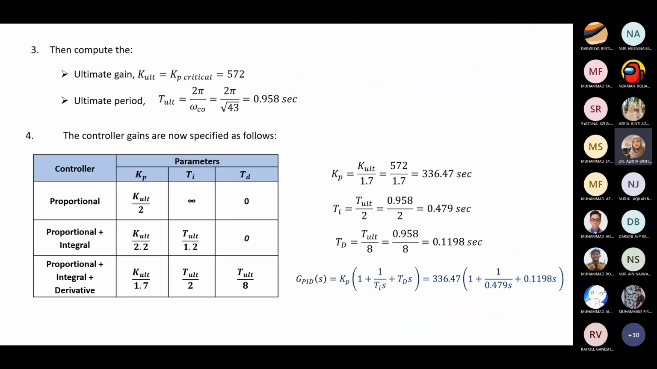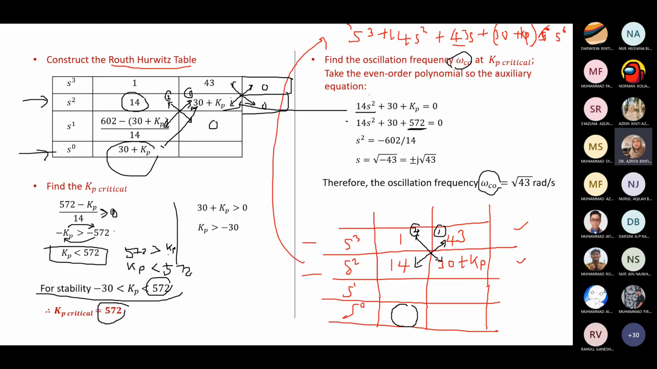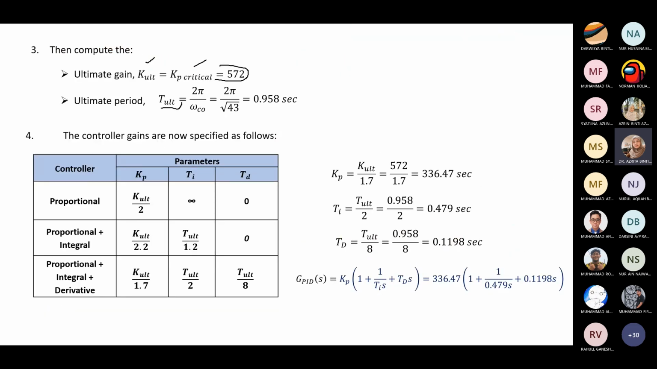So after we obtain the value of Kp critical and the omega c naught, we compute the value of K ultimate. K ultimate is simple, same as the Kp critical. And also the T ultimate is given by 2 pi over omega c naught. So omega c naught we already obtained from here, square root of 43. So the answer for the T ultimate is equal to 0.958 second.